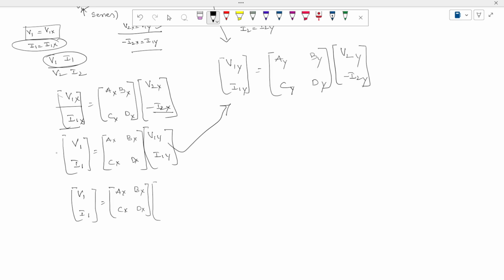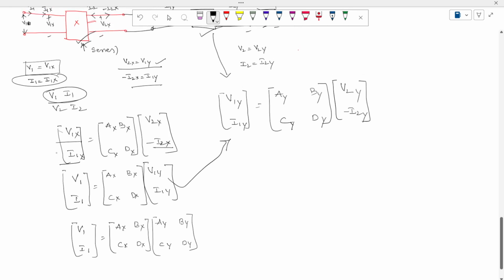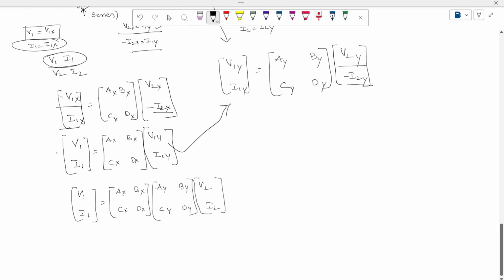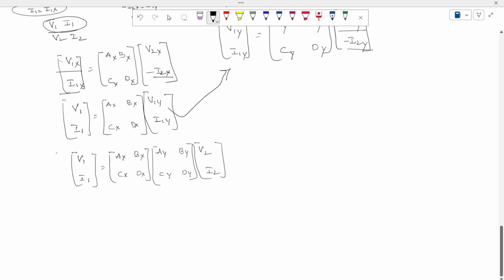So by substituting the values of V1Y and I1Y, we are going to get the matrix AY, BY, CY, DY, and what is the value of V2Y? V2Y I can write as V2, and what is the value of I2Y? I can write it as I2. So V1, I1, V2, I2 are input and output.